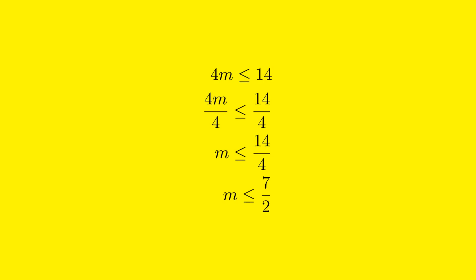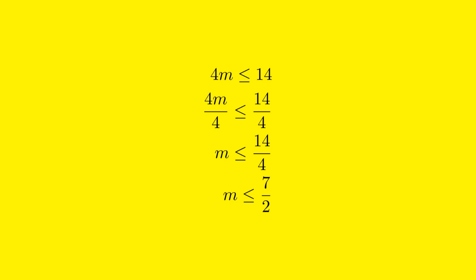Now that we have simplified the inequality to the form 4m is less than or equal to 14, our next step is to isolate the variable m by eliminating the coefficient 4, which is multiplying m. To achieve this, we need to divide both sides of the inequality by 4. Dividing both sides by the same positive number preserves the direction of the inequality. So we divide 4m by 4 and also 14 by 4. This gives us 4m divided by 4 is less than or equal to 14 divided by 4.